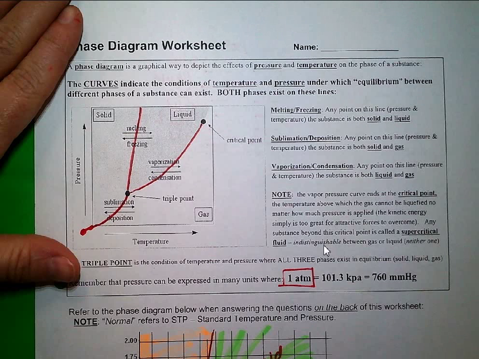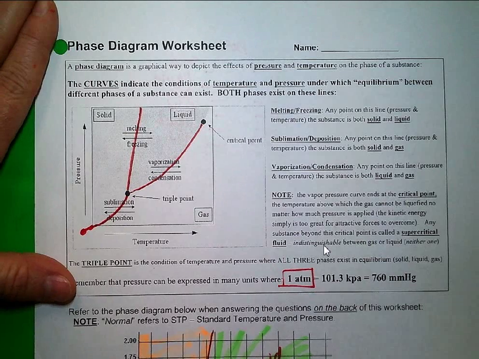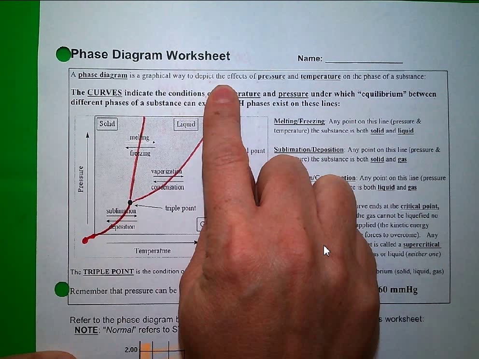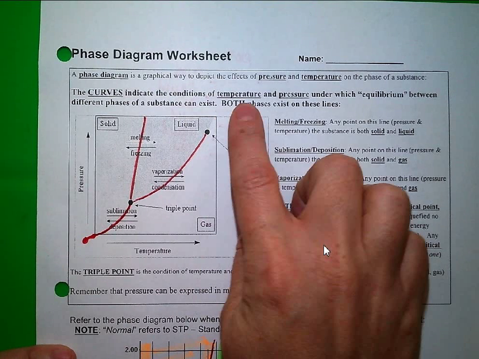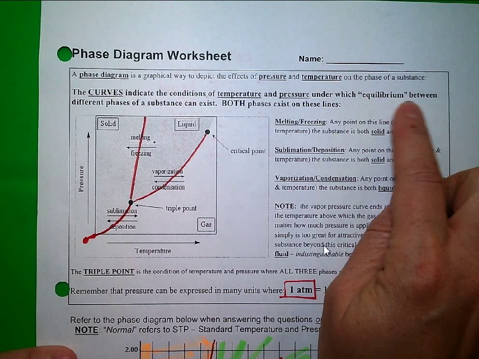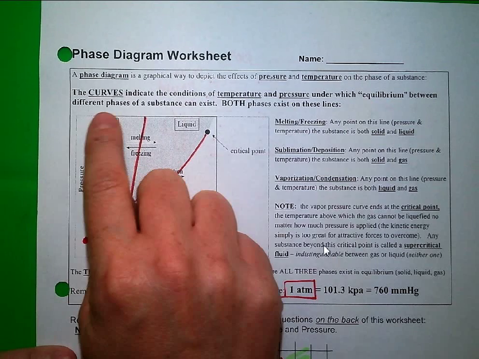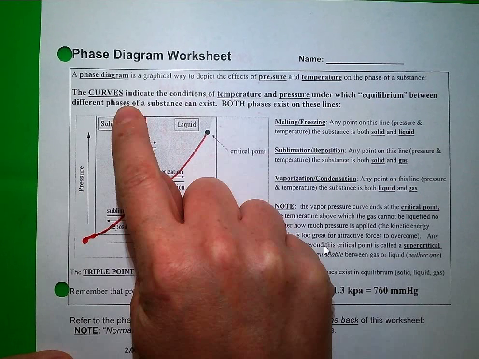Okay, and this tells you what the different things are, and so it says a phase diagram is a graphical way to depict or to look at the effects of pressure and temperature on the phase of a substance. So the curves indicate the temperature and pressure under which equilibrium, that's the equal, between different phases of a substance can exist. So both phases exist on the line. So these lines that I traced in red, those are those curves that they're talking about, okay?